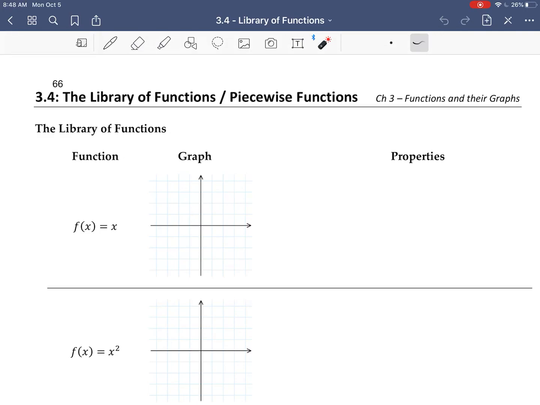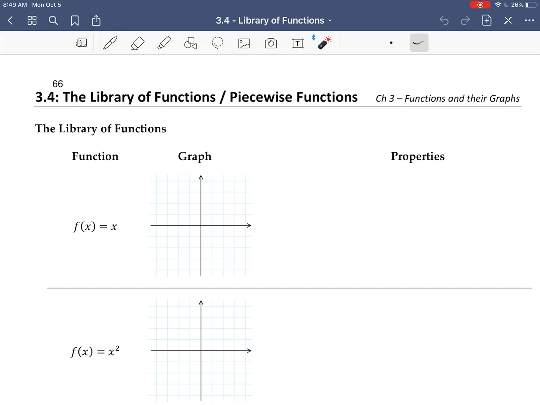In this video, we're going to talk about a bunch of graphs for functions that we should probably be comfortable using, so knowing what the shape looks like. And then we're also going to talk a bit about piecewise functions.